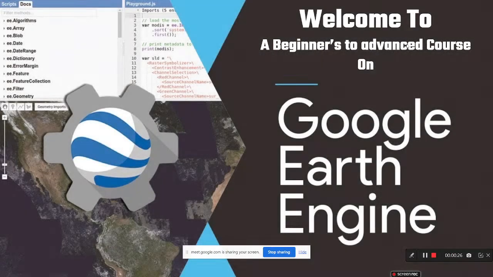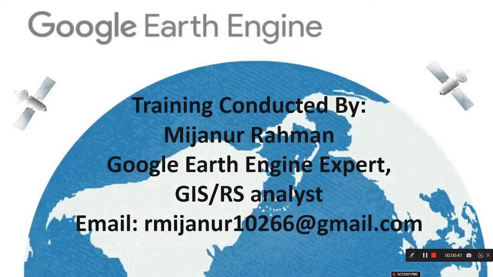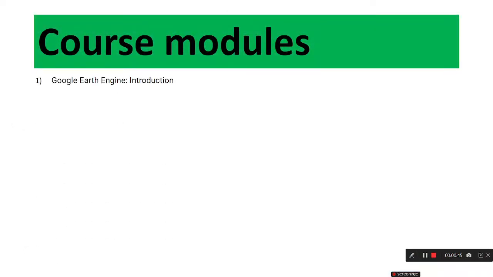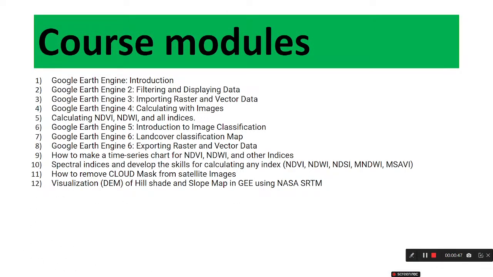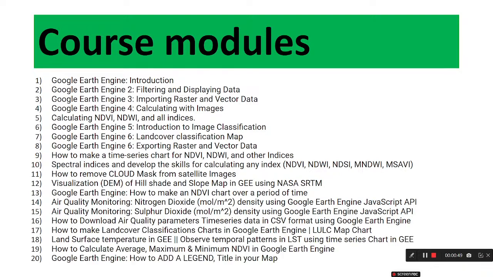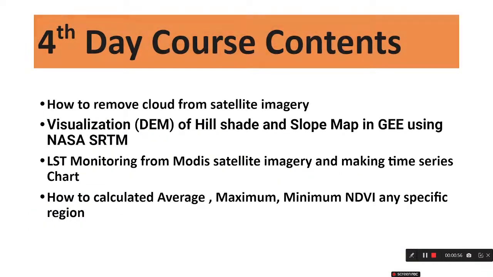Okay, so hi and welcome to the 7 days online training program on Google Earth Engine for remote sensing analysis from beginners to advanced level. We already covered our first day and second day, and today is our fourth class. First of all, I will try to discuss our full course content. We try to complete all of the things within 7 days.